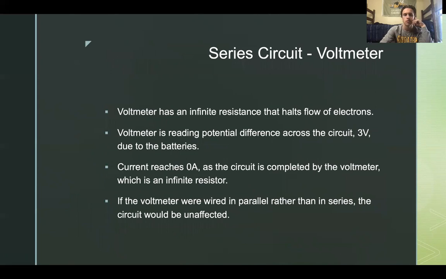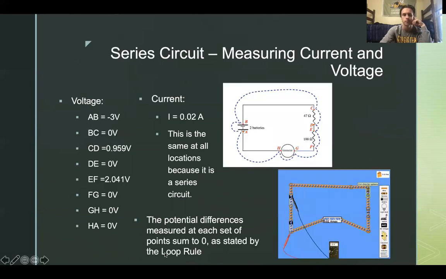Using voltmeters in a series circuit: a voltmeter has infinite resistance that halts the flow of electrons. It reads the potential difference across the circuit, which was 3 volts due to the batteries. Our current reaches 0 amps as the circuit is completed by the voltmeter, which has an infinite resistance. If the voltmeter were wired in parallel rather than in series, the circuit would be unaffected, and we will talk about this in one of the later slides.